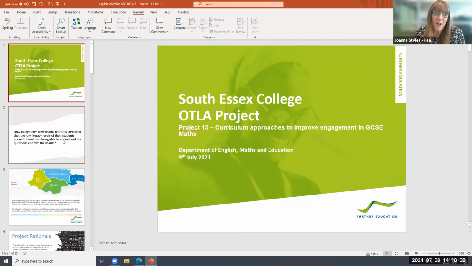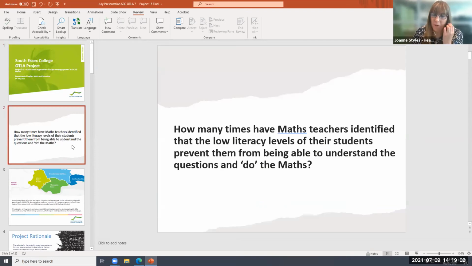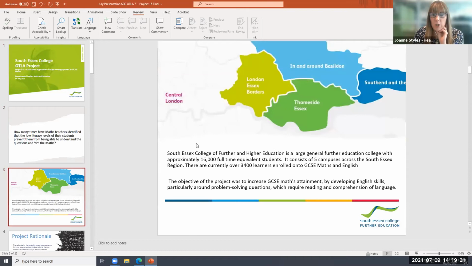Okay, so our project, I've just pulled this quote up on the screen because it's quite a good one that encapsulated why we started off our direction and what we chose in terms of our project. It was very much centred around the literacy levels of our students who are on our maths programmes. As a college, we are very large. We cover Estuary Essex, and we have over 3,400 learners enrolled onto both GCSE maths and English.